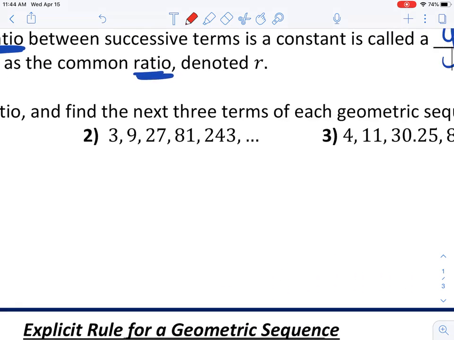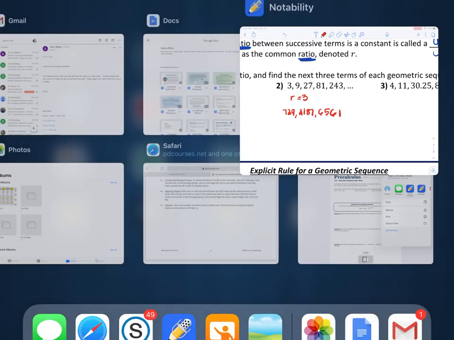All right, this one here, you should see that this is plus 6, then plus 18, so it's not arithmetic, but it says it's geometric in the directions, so that's not difficult. It's times 3, times 3, times 3, so r is 3. And then for the next three terms, I'm going to keep on multiplying by 3. So you get 729, 2,187, and then 6,561.